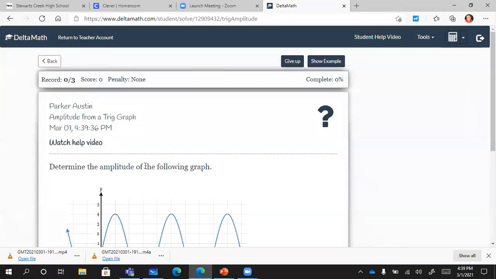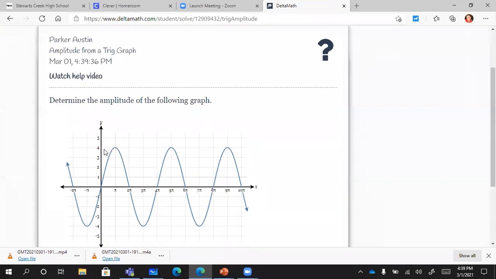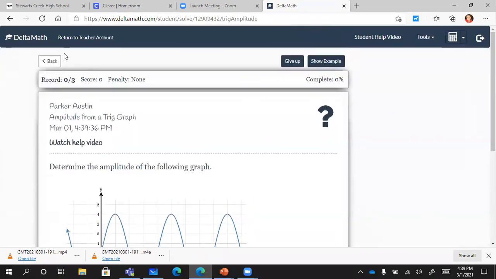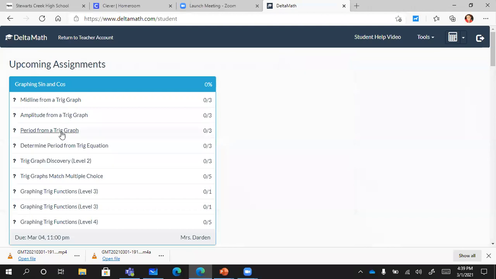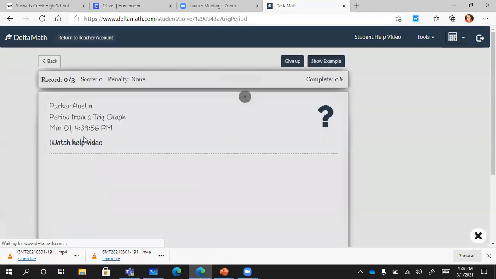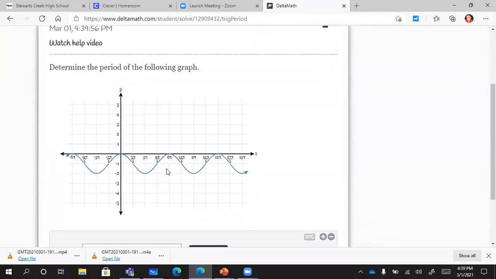Amplitude from a graph. Okay. If the maximum is at 4 and the minimum is at -4, it's a total displacement of 8. So the waves go 4 above and 4 below. That's pretty easy. The period from a graph is a little bit harder.